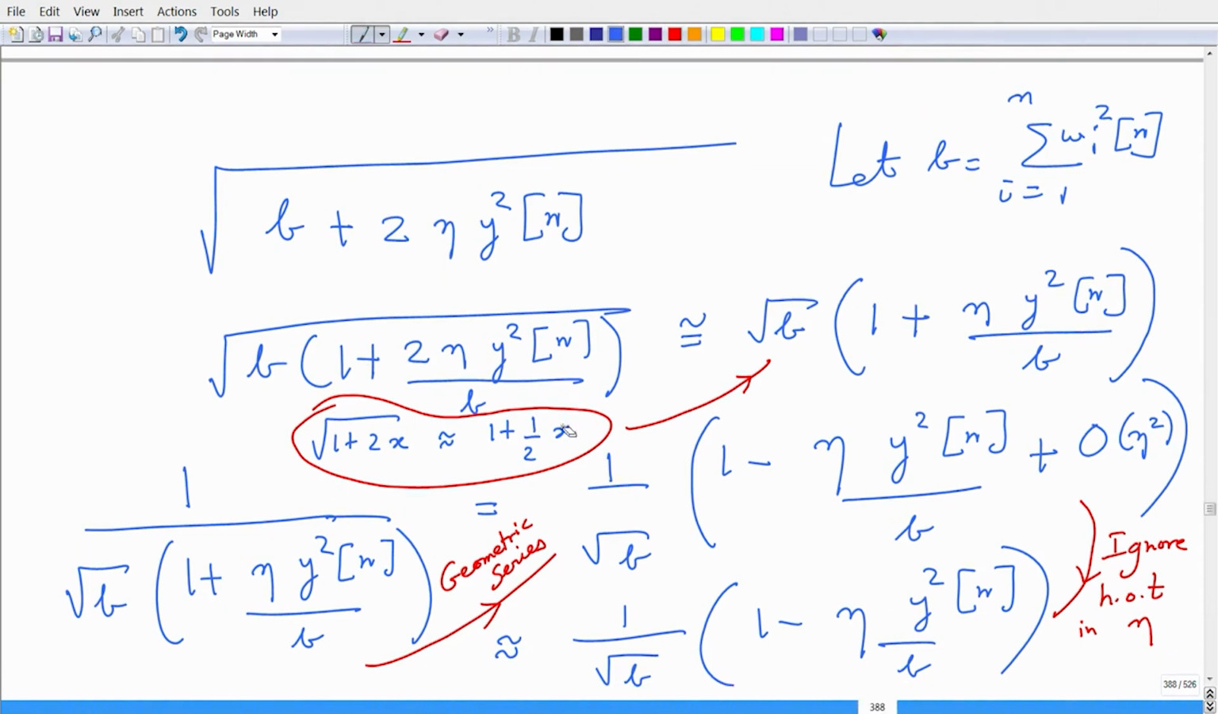Well, this binomial, this is 1 plus half times 2x. So, I had inadvertently written it as 1 plus half x; it is 1 plus half times 2x, which is 1 plus x.